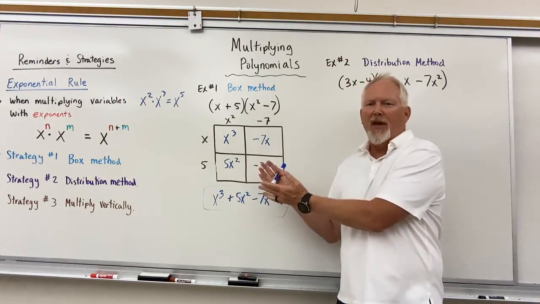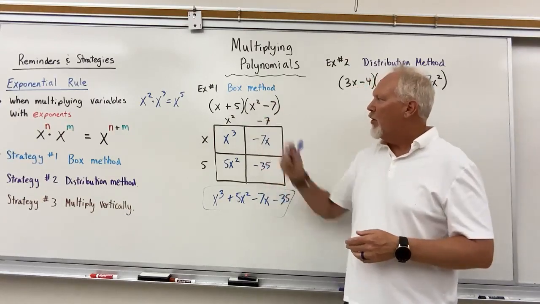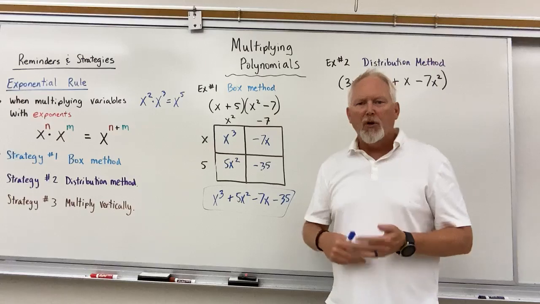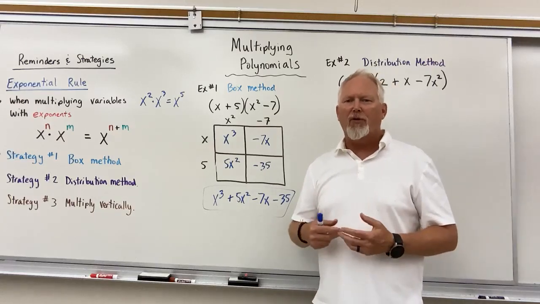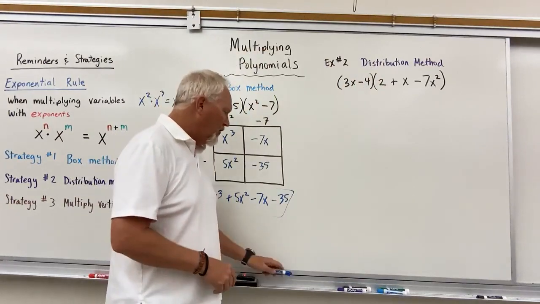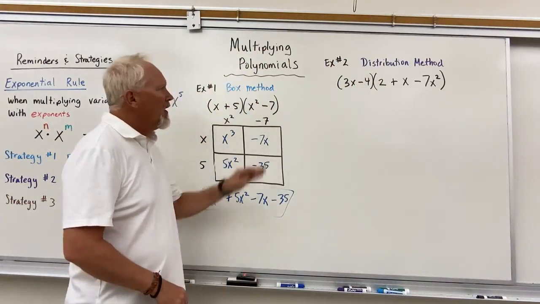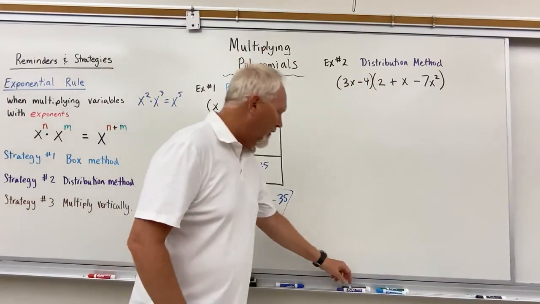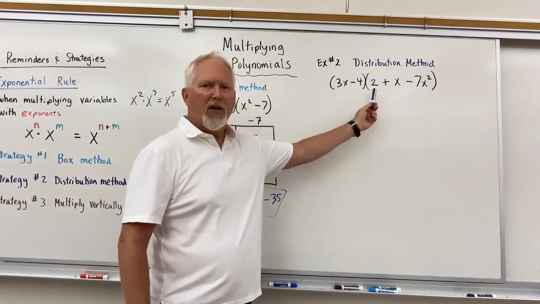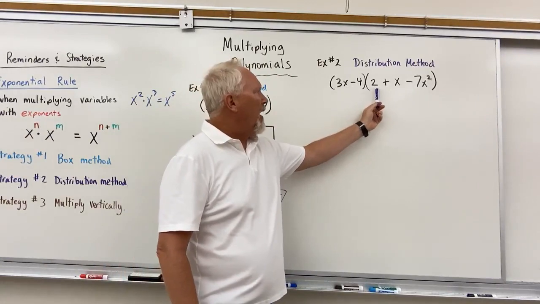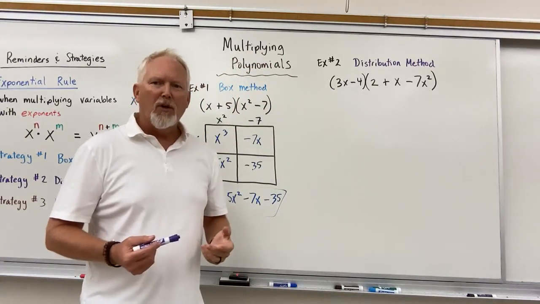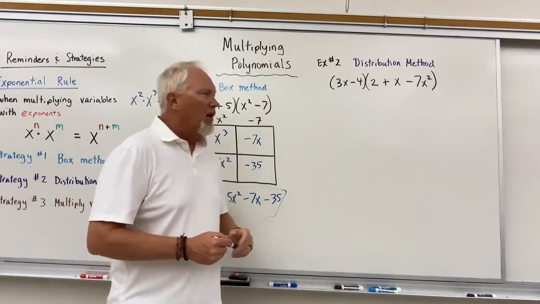Now that may work for some smaller binomials, but as soon as we start getting into multiple trinomials and so forth, then it's going to get a little bit more difficult to use that box method. All right, so strategy number two is when we use the distribution method. So the distribution method says, I've got 3x minus 4 times 2 plus x minus 7x squared, and all we're doing is we're really distributing the values.